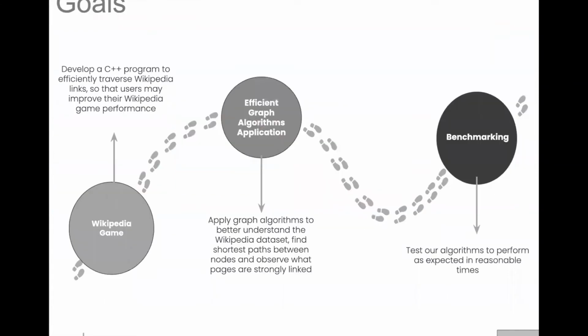Starting off with the goals of the project, we essentially divided our goals into three main parts. First one was the Wikipedia game. So essentially, the Wikipedia game is a game where the players try to get from one specific page to the other in the lowest amount of time possible, and we plan to create it using a C++ program. And we also implemented graph algorithms to better understand the Wikipedia data set and find the shortest paths between the nodes, and benchmarking so that we could test out algorithms and see if they perform as expected or not.